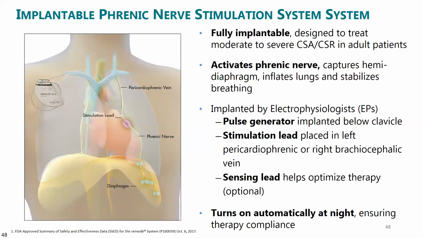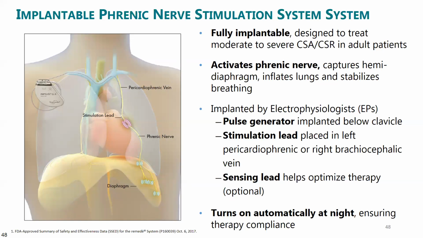We'll see the contours of that device here. It's shown here diagrammatically on the left side. It is a fully implantable pacemaker system. It's designed to treat moderate to severe central sleep apnea and Cheyne-Stokes breathing. It activates the phrenic nerve, and there are three components: a pulse generator, a pacemaker can, if you will, that's implanted in the usual place below the clavicle.